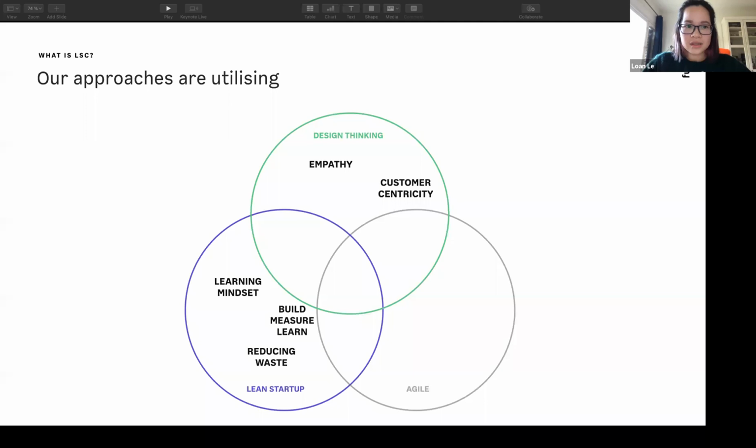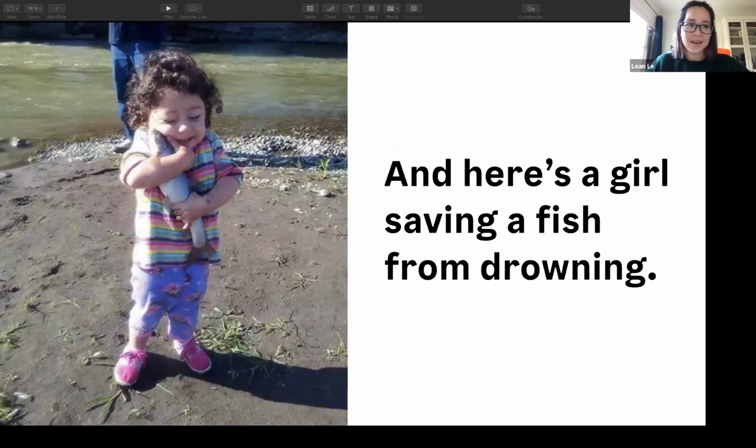But the thing is, if you don't understand your user, trusting your assumption usually leads to solving completely wrong problems. And if the problem is wrong, even a flawless execution, like the one in the picture, doesn't help. This little girl believes that she's saving a fish from drowning. Without a clear understanding of your user, you might end up saving a fish from drowning as well, no matter how good your intentions are.